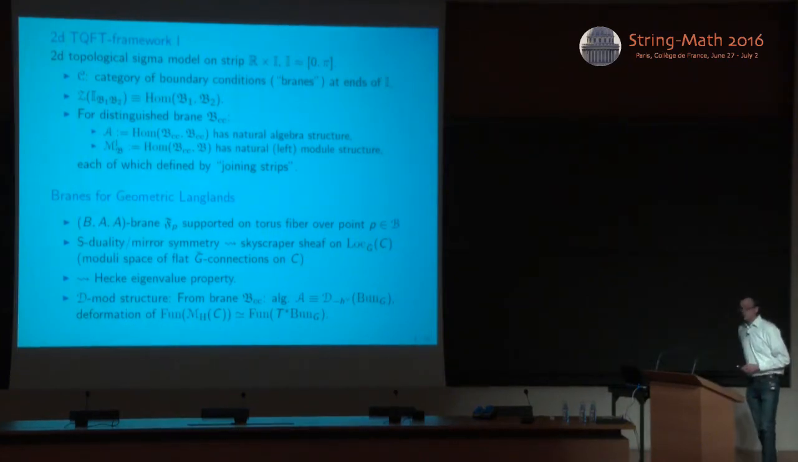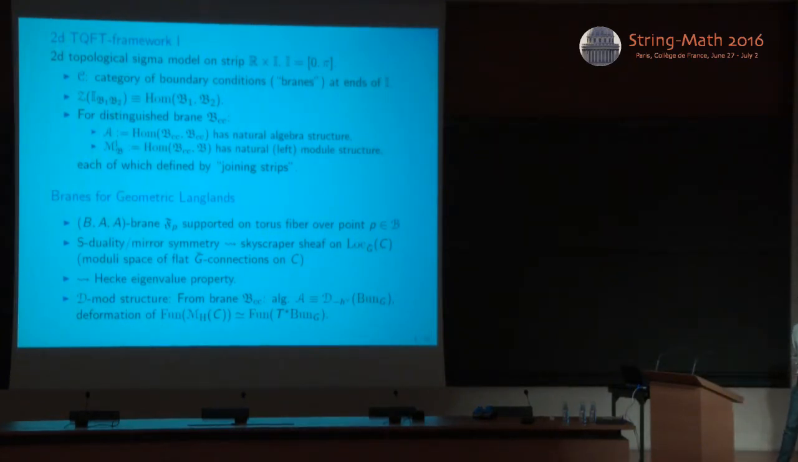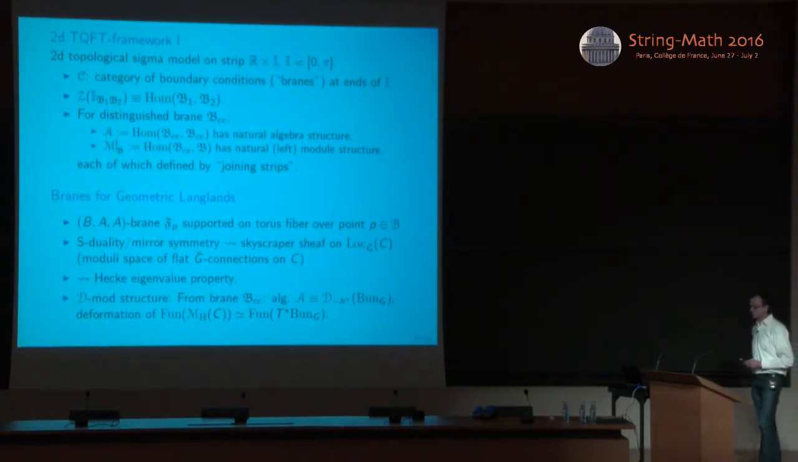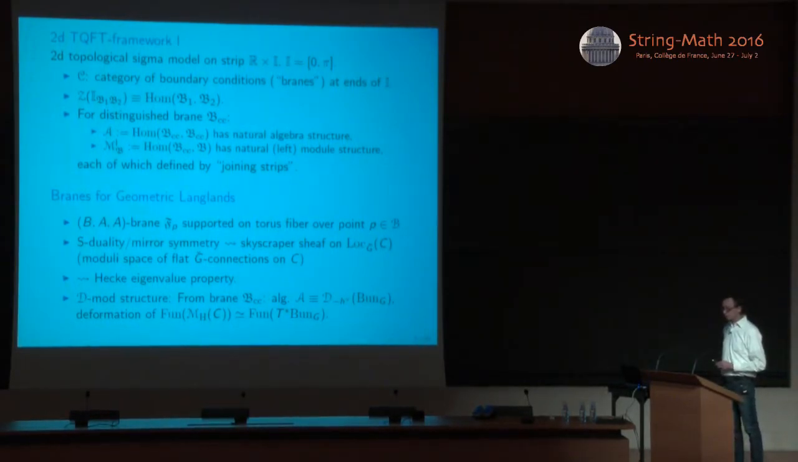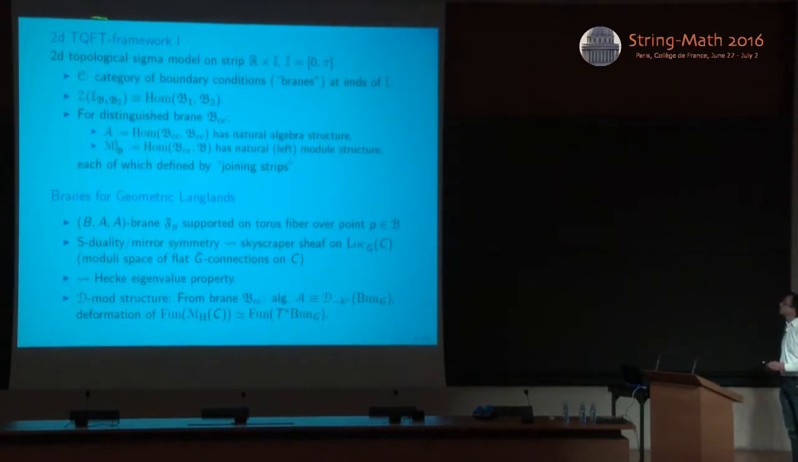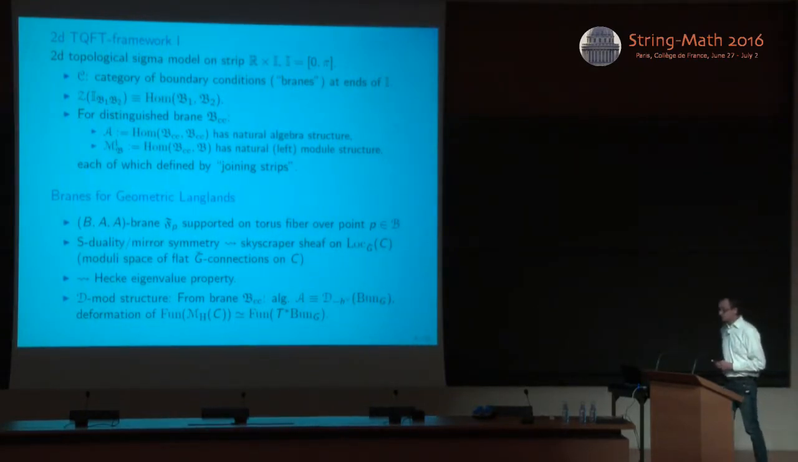Okay, so I want to say a few more words about the framework that Kapustin and Witten have proposed to describe the situation in terms of two-dimensional topological field theory. So one is talking then about a two-dimensional topological sigma model on the strip R cross I. We take it to be the interval 0 to pi, for example. And I already said the target manifold is the Hitchin moduli space.